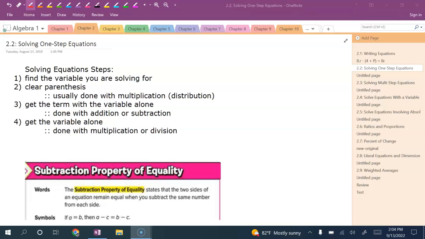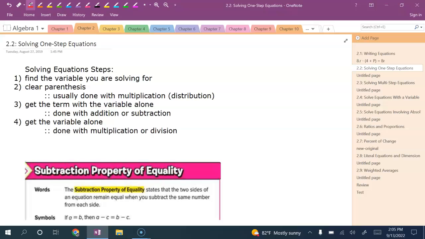Chapter 2, Section 2 is about solving one-step equations. Some of the steps that you're going to want to follow as we go through problems in this section are as follows. Number 1 is finding the variable that you are trying to solve for. Whether that's the x, the y, m, whatever letter they choose to use, you want to be able to find the variable and know that that's what you want to get by itself.